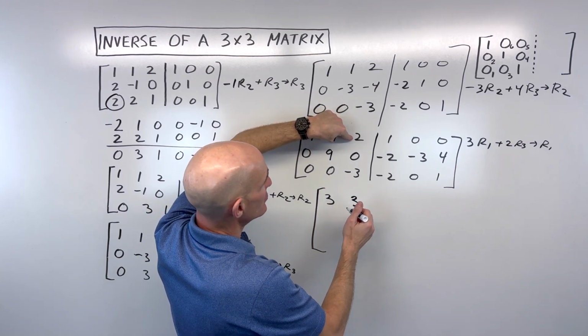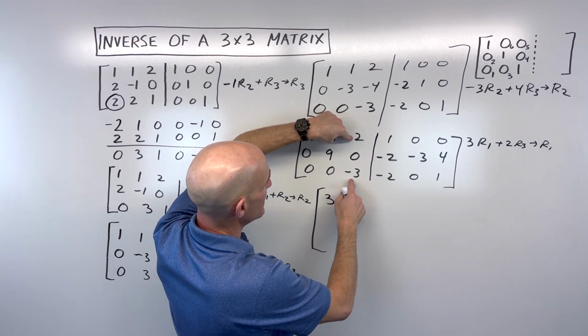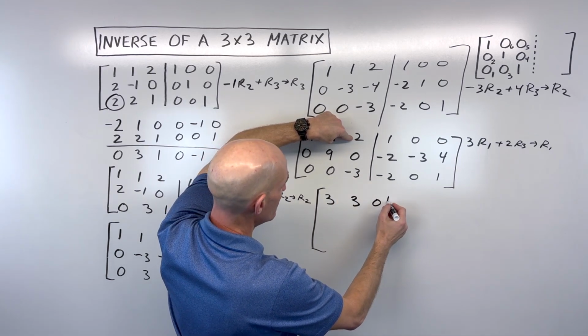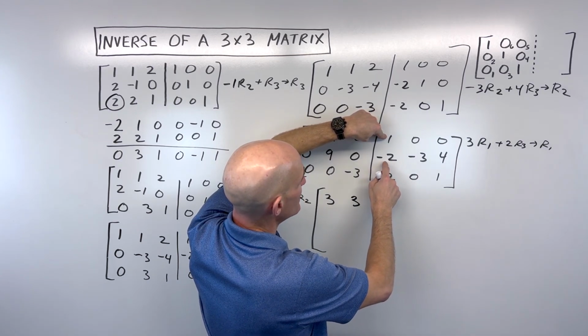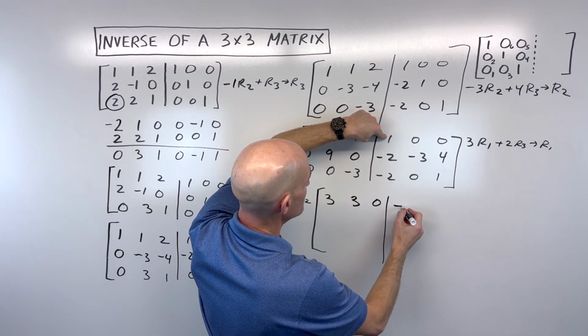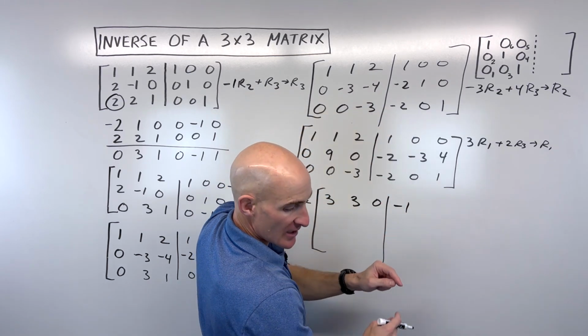3 times 2 is 6. Negative 3 times 2 is negative 6. We add those together, we get 0, which is what we were wanting, right? 3 times 1 is 3. 2 times negative 2 is negative 4. 3 plus negative 4 is negative 1. Oops, I made a mistake. Let's go back here.